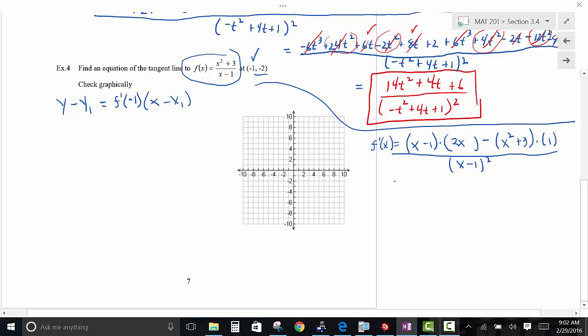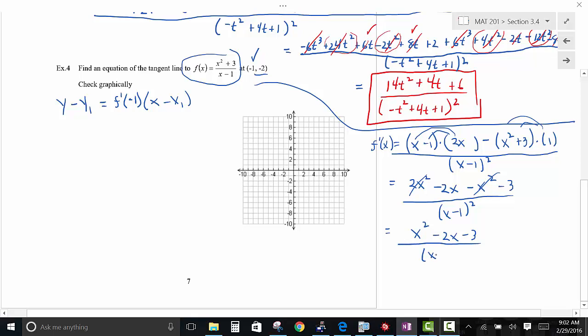Now what we need to do is multiply it out. So this is going to be 2x times x is 2x squared minus 2x. Now if you take this and multiply it by 1, nothing's going to happen, but that minus sign is going to change this to what? Minus x squared minus 3. Be careful about that. And you got the bottom squared. You do have like terms, so 2x squared minus x squared is x squared. Then you have minus 2x minus 3 all over x minus 1 to the second, okay?